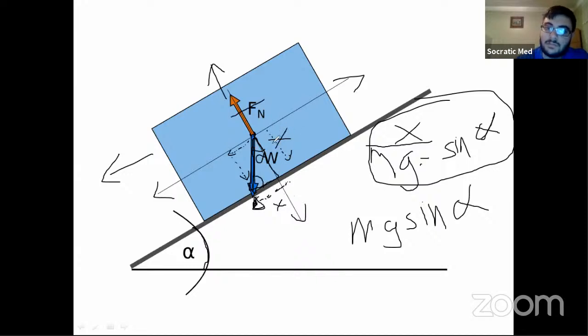If we have this component, we'll call it y. That opposes the normal force. Well, it's just mg cosine alpha. Okay. So that makes sense.